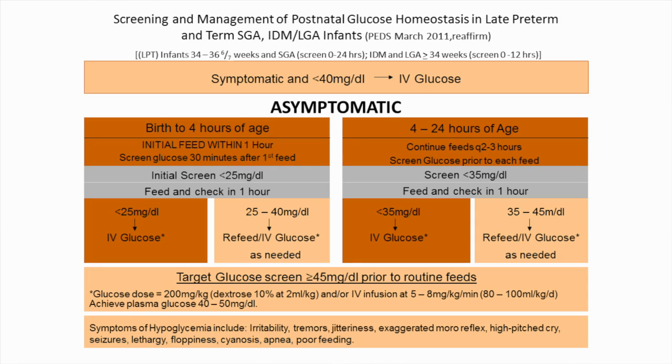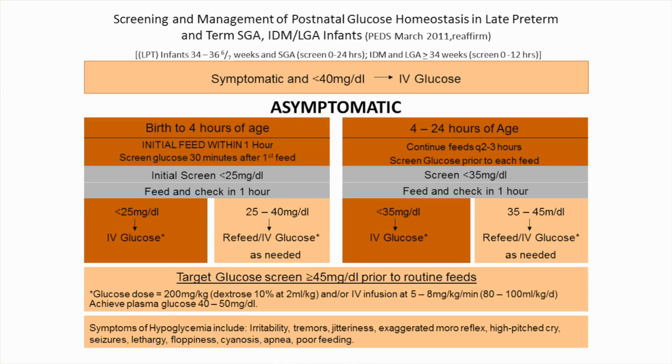The vast majority of babies that are going to be treated with this algorithm are asymptomatic, and it's divided into 2 periods. Birth to 4 hours of age, which is transition, and that's the period where the baby reaches the nadir of glucose level and then begins to rise, and then 4 to 24 hours of age, where the baby continues to have an increase in glucose level, as shown on the first slide. Initial feed should be within 1 hour. Screen the glucose 30 minutes after the first feed.